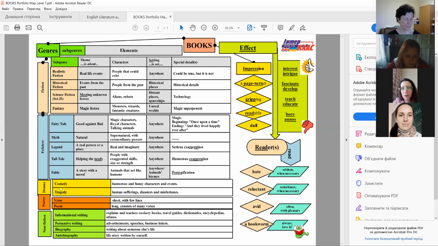Tragedy characterizes as human suffering, disasters and misfortunes. Тобто протилежне. Да, тобто tragedy – це діалоги про біду якусь, а comedy – це діалоги про щось смішне. Окей, next. Poetry is divided into verse and poem. Verses are usually short with few lines, and poems are long, consist of many verses.